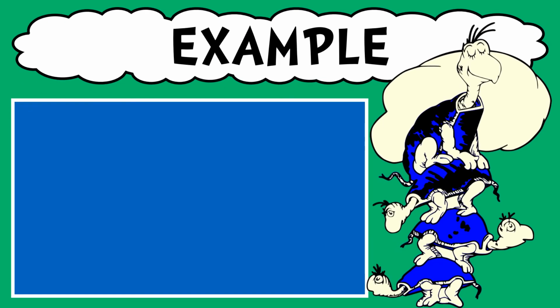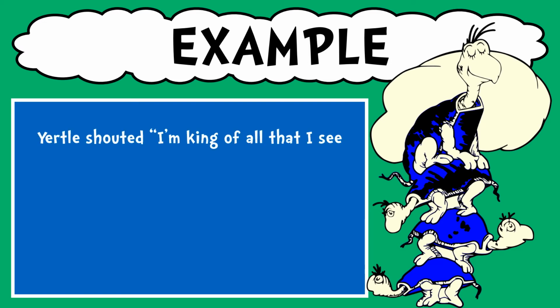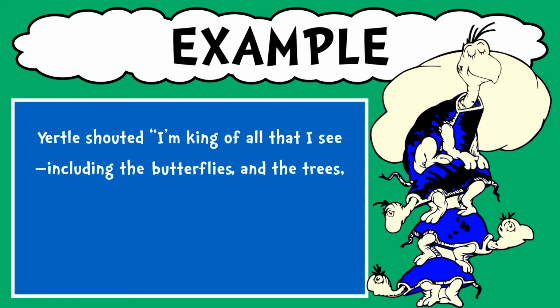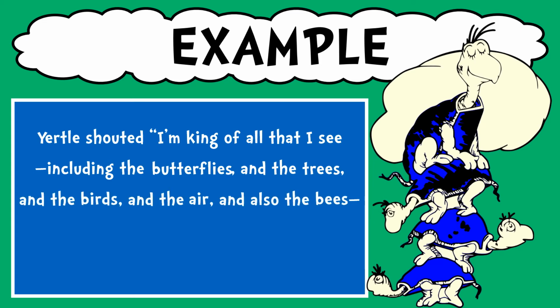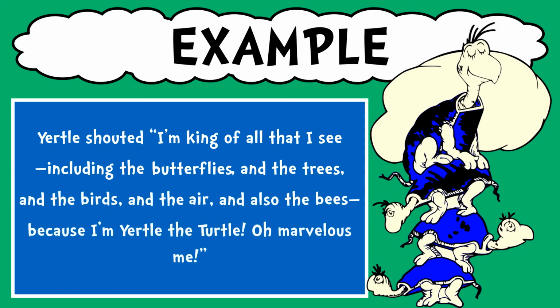To see how to put em dashes to use, we'll turn one last time to our friend Dr. Seuss. Yertle shouted, I'm king of all that I see, including the butterflies in the trees, and the birds in the air, and also the bees, because I'm Yertle the turtle. Oh, marvelous me. The main clause is paused to list what Yertle sees, which includes air and trees, butterflies, birds, and bees.